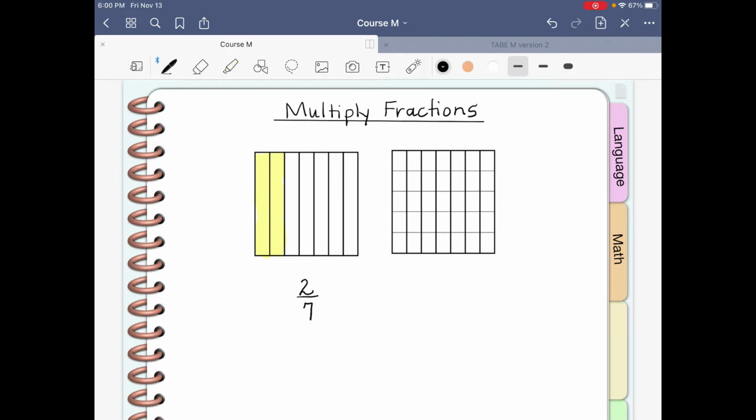And then in my second box, I want to color 3/5 of the whole thing. So I'm going to color 3 of the 5 rows. So here is 1/5, 2/5, 3/5 of this box. I'm coloring blue. Okay.